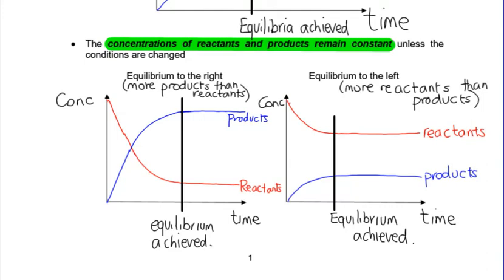So make sure you understand what we mean by equilibrium and what we mean particularly by the terms dynamic equilibrium. So rate of forwards equals rate of reverse, and concentrations of the reactants and the products remain constant.